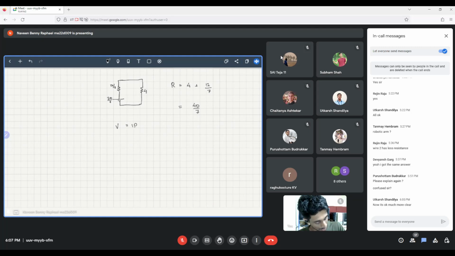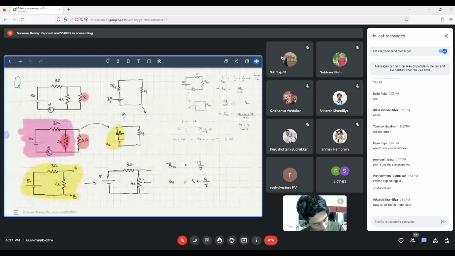V is equal to IR. So 20 by 7 is equal to I multiplied by 40 by 7. Clearly, the solution is I is equal to half. That means in this circuit, we get that the current in this arm of the circuit is 0.5 amperes, which is in accordance with what we expected from the actual thing.